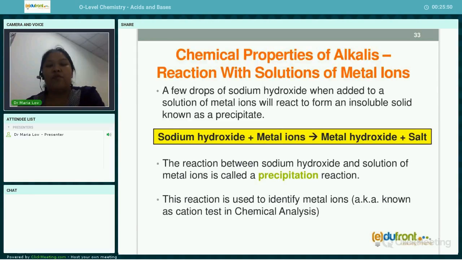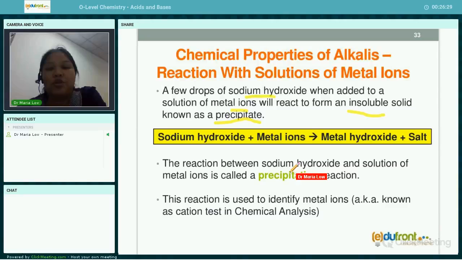The next reaction that we have for alkalis is the reaction with solutions of metal ions. When a few drops of sodium hydroxide are added to a solution of metal ion, they will react to form an insoluble solid, and in this case there's a special name for this insoluble solid, which we call a precipitate. So the general equation is sodium hydroxide adding with our metal ions, and this precipitate is none other than our metal hydroxide, and of course it will have a salt solution in it.